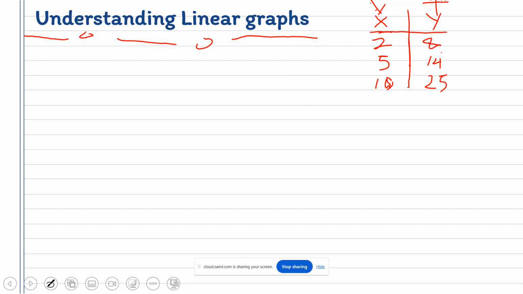You want to plot these on a graph. If you want to plot that on a graph, there are two ways to go about it. You can either use a physical, like we have the traditional way of going about this.